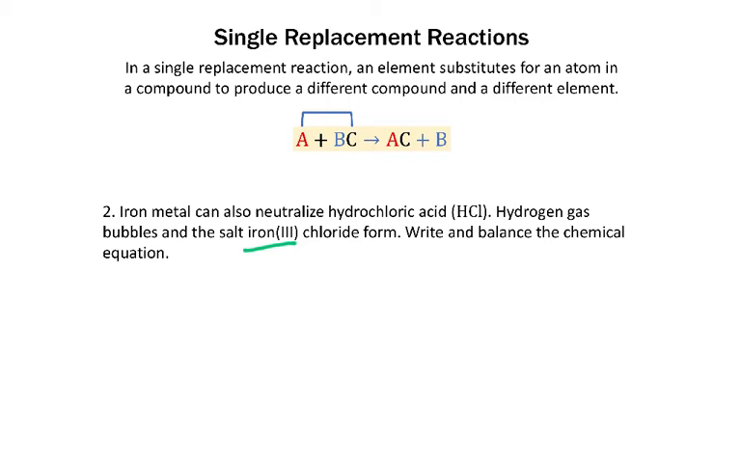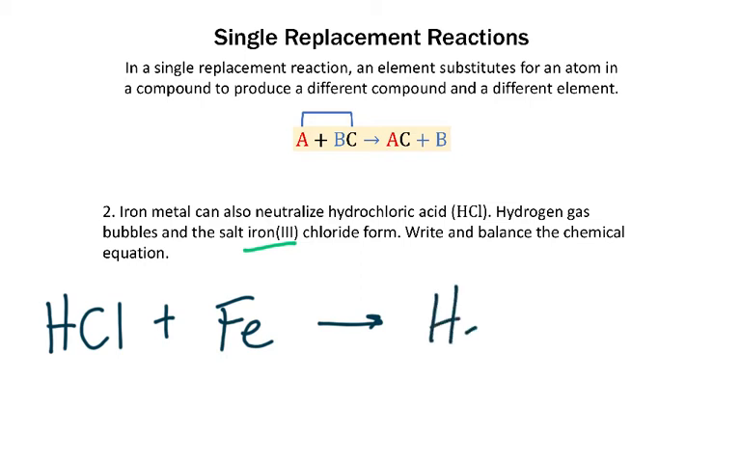So we have HCl, and I'm just going to do it in a single color this time, can be neutralized by iron metal, and it produces hydrogen gas bubbles plus iron 3 chloride. So that would be FeCl3.